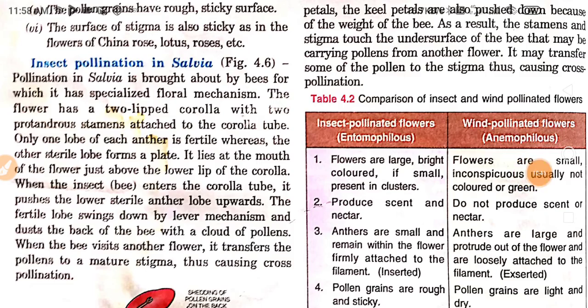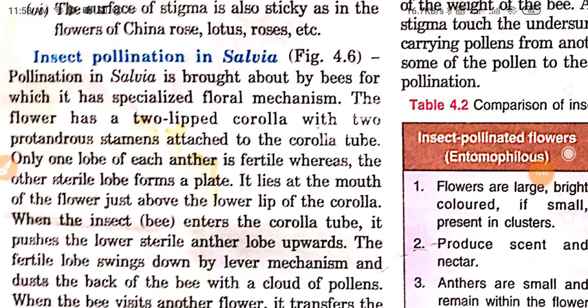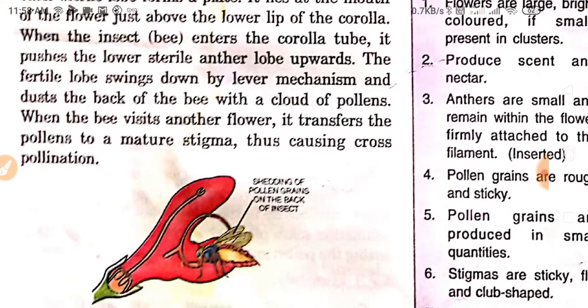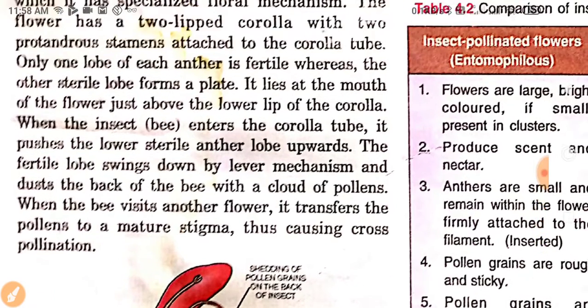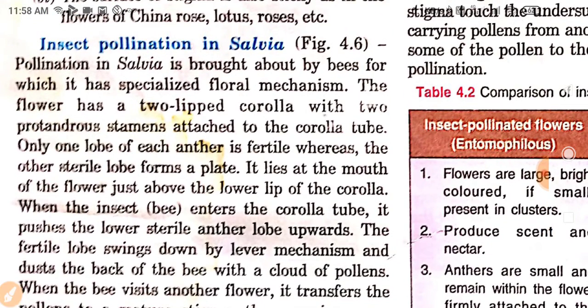There is a special type of insect pollination found in Salvia. This is the plant, so we will discuss that. Pollination in Salvia is brought about by bees, for which it has a specialized floral mechanism. The flower has a two-lipped corolla with two protandrous stamens attached to the corolla tube. You can see its corolla is shaped like this.